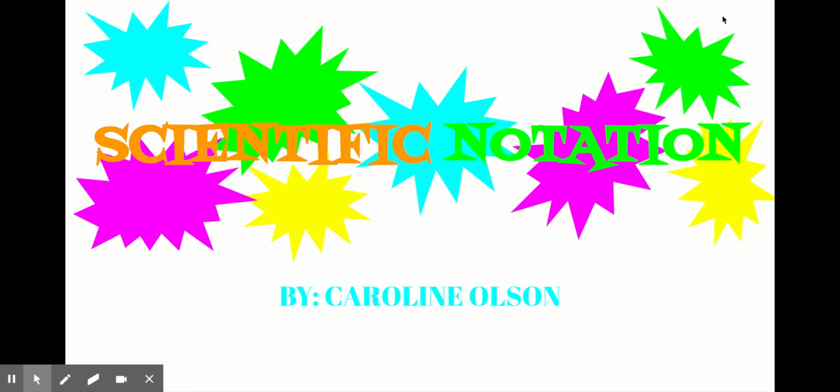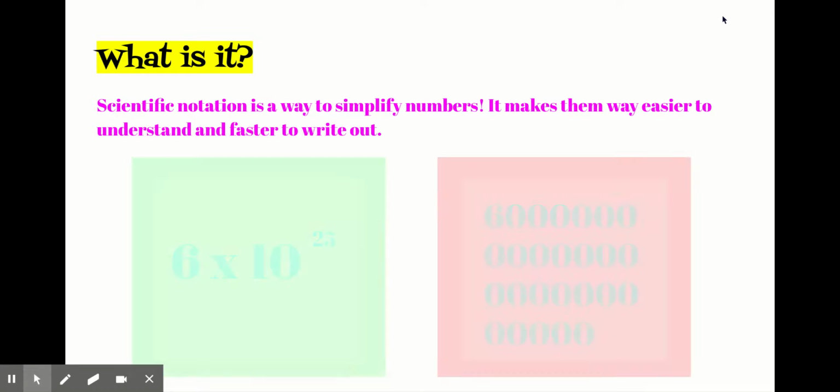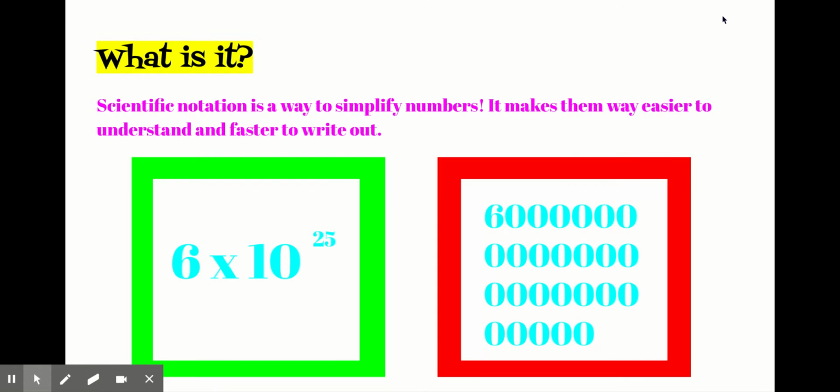Scientific notation. What is scientific notation? It's a way to simplify numbers. It makes them a lot easier to understand and it's way faster to write out. For example, take this large number. That's a lot of zeros.